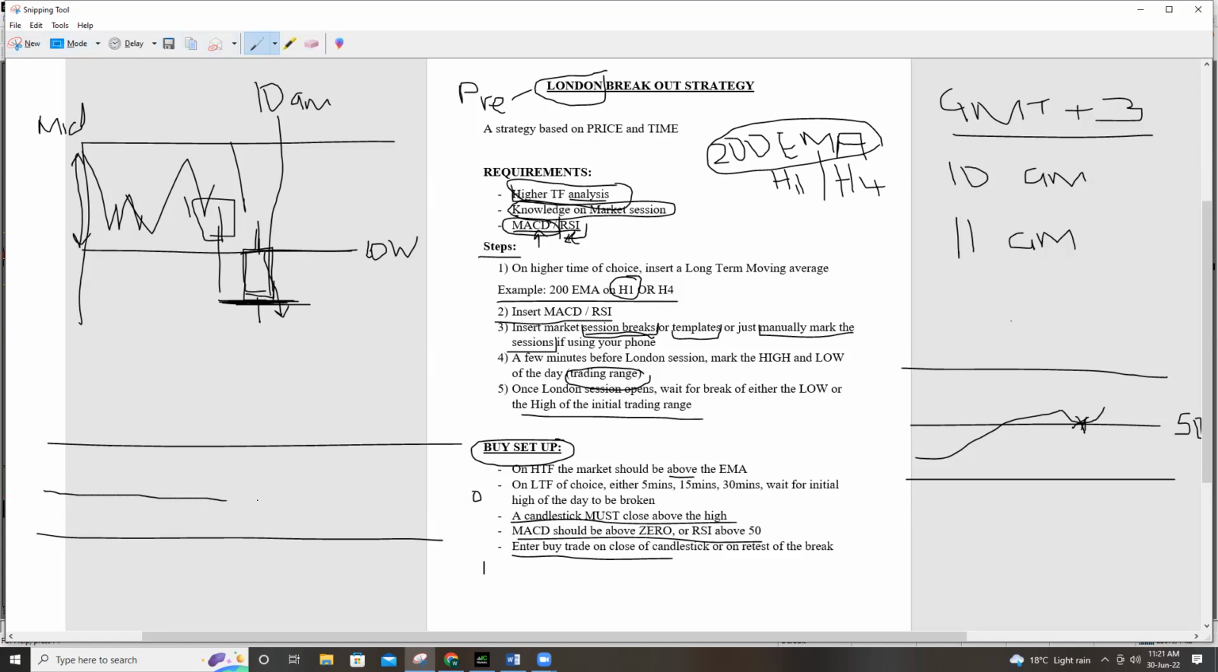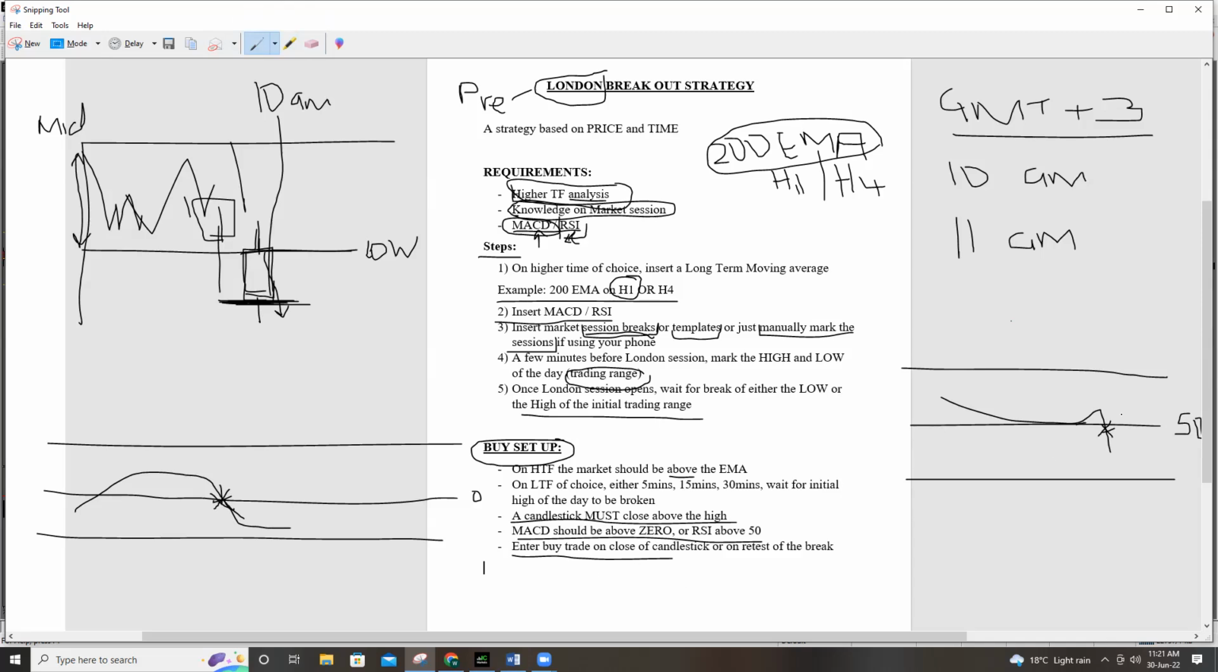So this is MACD again, 0 point. Now at that point where your candlestick is closing below, you want your MACD to also go below 0. Very, very important. You want your MACD to be below 0 at that exact point where this candlestick has broken to the lower side. If you're using RSI, same thing. If you're using RSI, you want the market to be below 50.